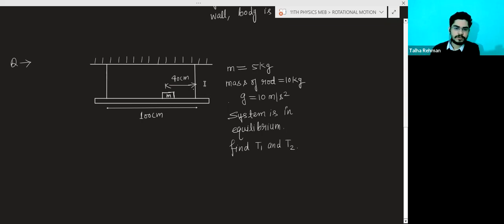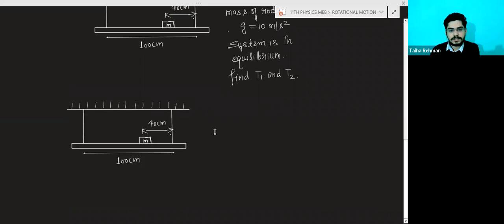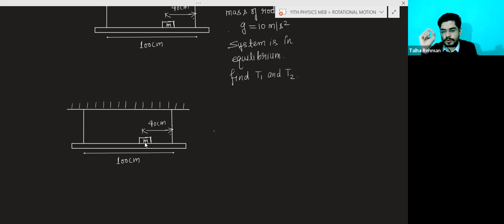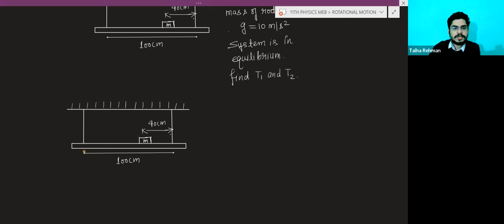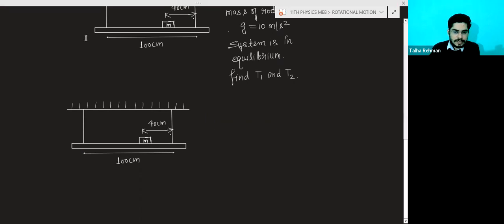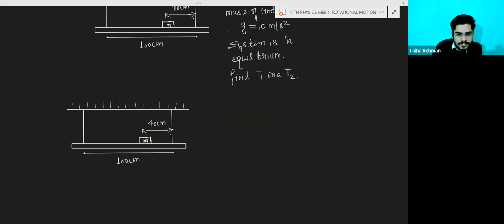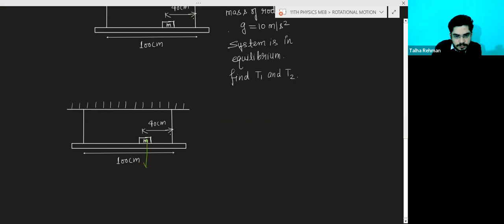So what will we do? We will take the rod and see what forces are there on the rod. This is mass m, and what is the value of this mass m? 5 kg. So in this direction, on this rod there is a force of 5g.